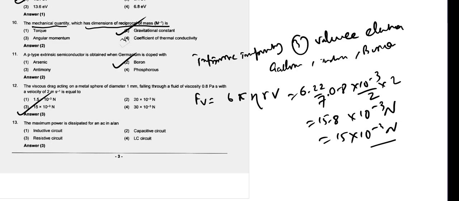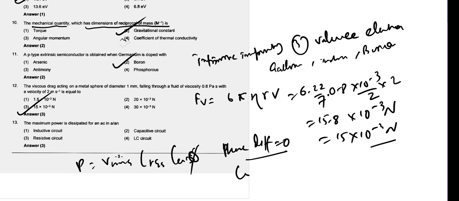13, the maximum power dissipated. So here P equals V RMS into I RMS into cos phi. So in a purely resistive circuit, voltage and current are in the same phase, therefore the phase difference is 0. So cos phi equals 1, so the power dissipated is maximum. So it's a resistive circuit.